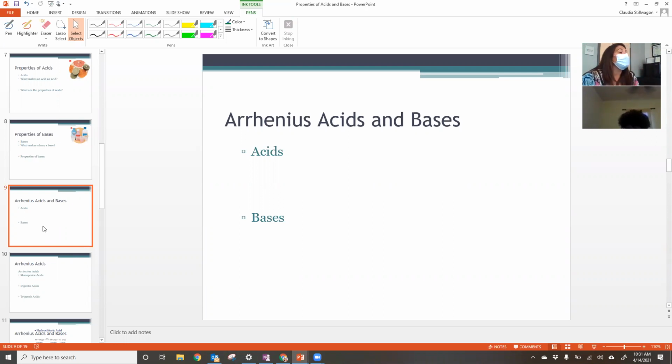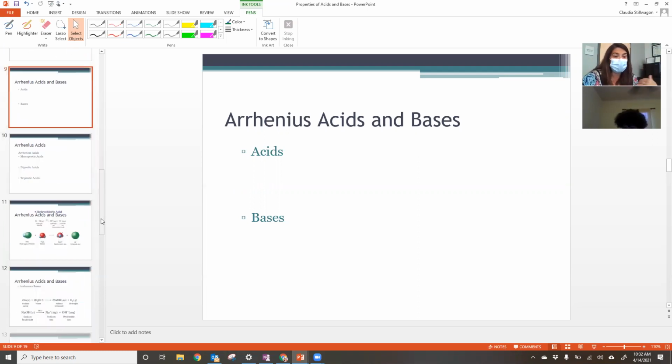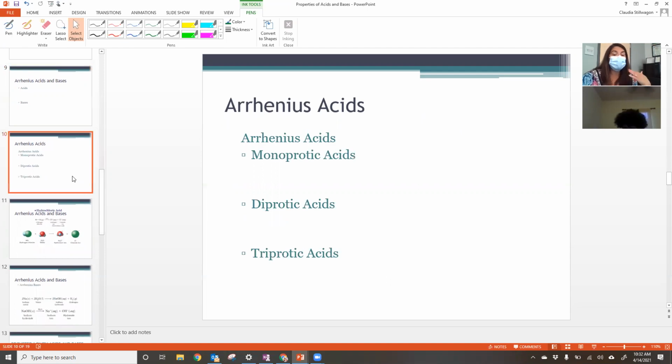So Arrhenius was like, great, acids have to have hydrogen, bases have to have hydroxide. That was where it started. That was what we looked at. He broke down acids a little bit further into categories: monoprotic, diprotic, triprotic. Mono, di, tri. We know that. What does that mean? Yes, 1, 2, 3.